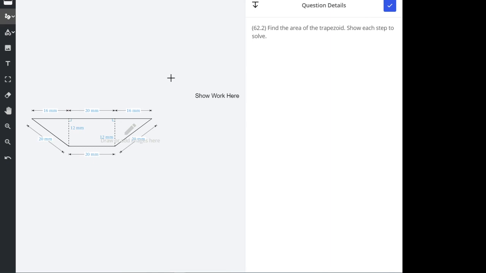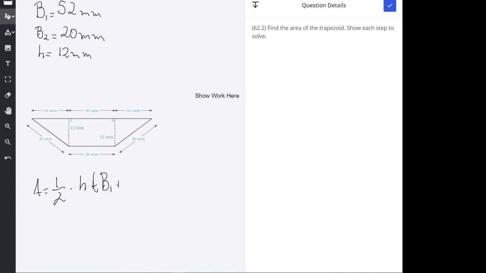For the trapezoid formula, I need to figure out my base number 1. My base number 1, guys, is 16 plus 20 plus 16, the biggest one. It will be 52 millimeters. My base number 2 is the other one, 20 millimeters. And my height is 12 millimeters. And the formula, guys, I think you remember, the area of a trapezoid is a half times height times base 1 plus base 2.